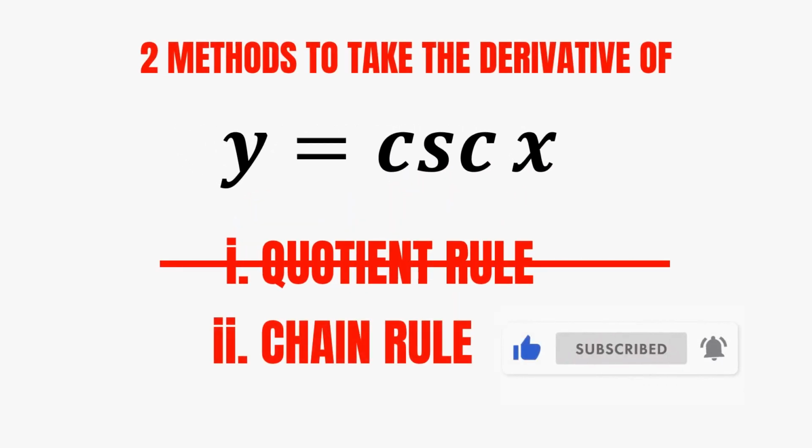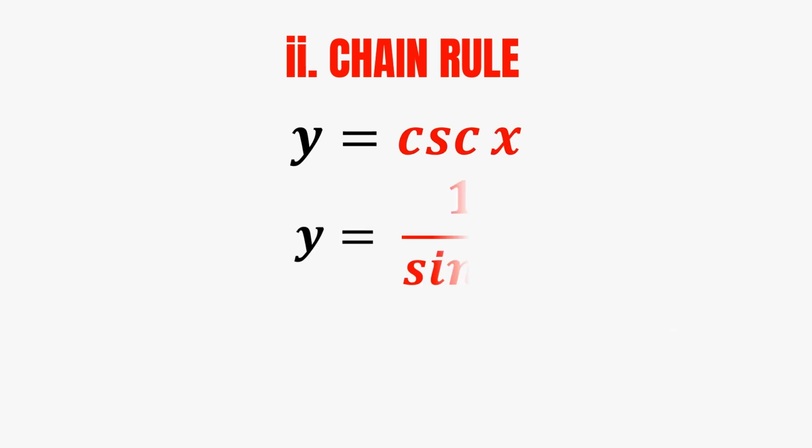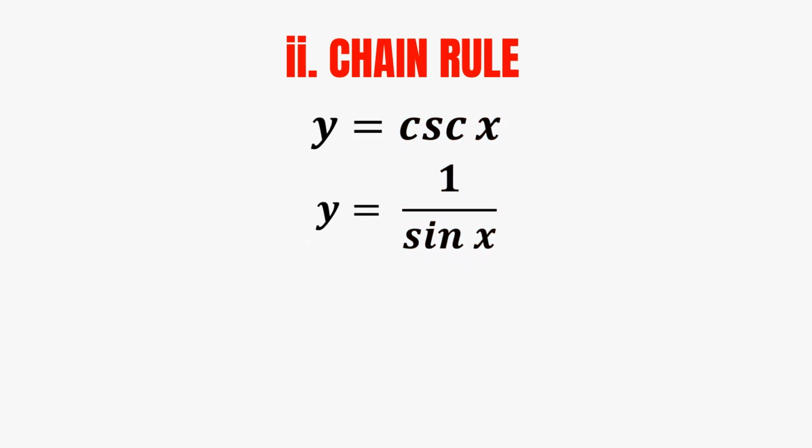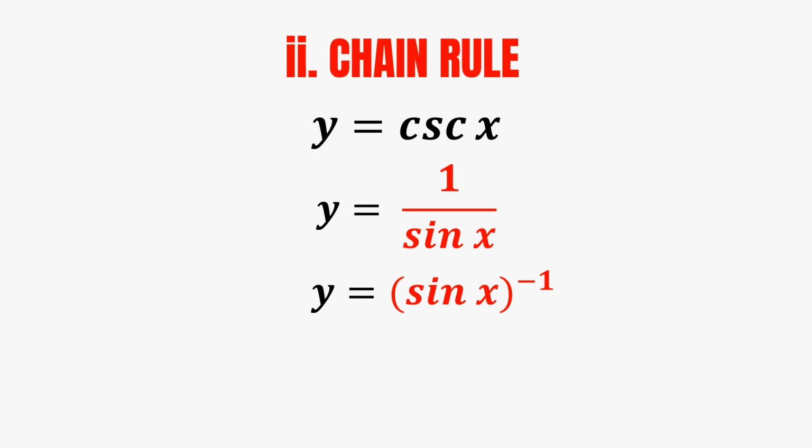Now, let us proceed to the second method, which is the chain rule. Just like what we did earlier, we replace the cosecant x with 1 over sine x. And this 1 over sine x is also equivalent to sine x raised to the power of negative 1. This is actually because of one of the rules of indices, where we have 1 over k raised to the power of positive x, it is equal to k raised to the power of negative x. That's why 1 over sine x can also be written as sine x raised to the power of negative 1.